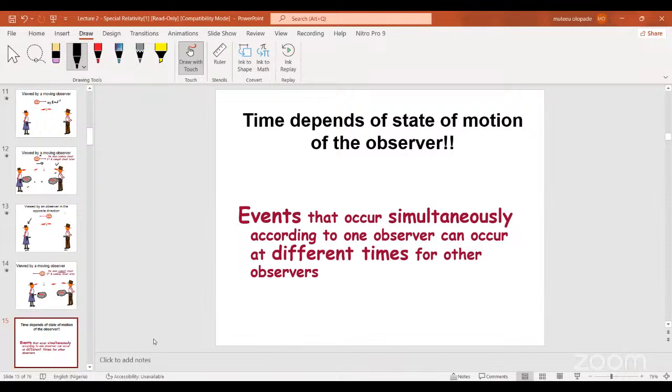Now, like I said, take note of simultaneously. Events that occur simultaneously, according to one observer, can occur at different times for other observers. That's the implication.